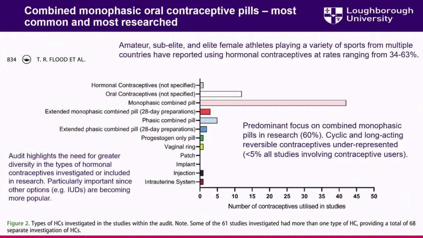So what's being used at the moment? Well, the most common form of hormonal contraceptive that's used at the moment is the combined monophasic oral contraceptive pill, and I'll explain what this is in a moment. Second to that, or increasingly, is the intrauterine devices, seen down at the bottom here. We are seeing an increase in IUDs. Now, as a consequence of that, the predominant focus of research to date has been done using the combined oral contraceptive pill, and much less has been done using other forms of contraception.